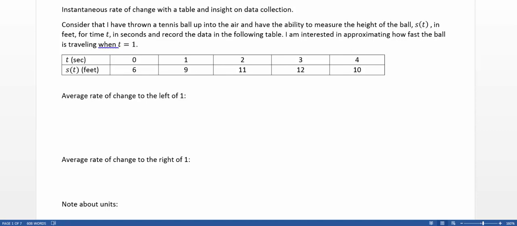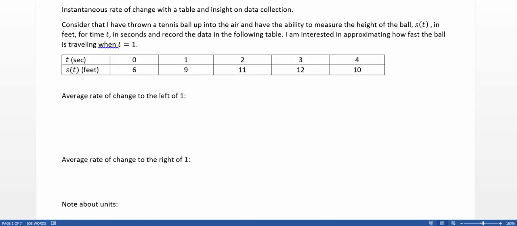So remember, our goal is to look at the average rate of change near the point to help us make decisions about what we think the instantaneous rate of change is going to be. So consider that I've thrown a tennis ball up into the air and I have the ability to measure the height of the ball, called S of t, in feet, for time t in seconds, and I've recorded the data in the table below. So I'm interested in trying to approximate how fast the ball is traveling when time equals 1 second.